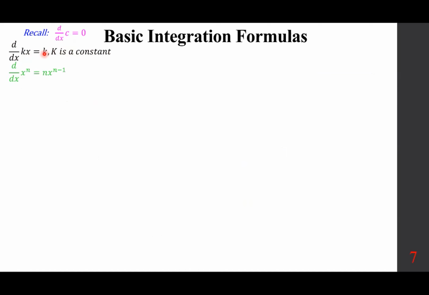Therefore, the integral of k dx must be kx plus a constant. And here's the power rule. And I want to discuss the power rule. When we differentiate, we multiply by the exponent, and the exponent goes down by 1. The integration is the reverse process. So instead of taking the exponent down by 1, we take it up by 1. So that makes it n plus 1. Instead of multiplication by n, we divide by n plus 1.